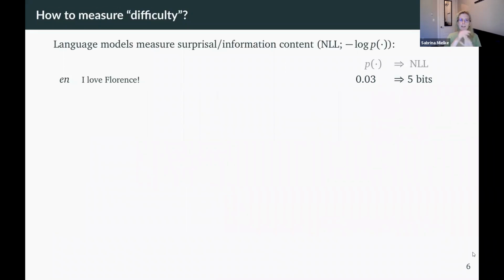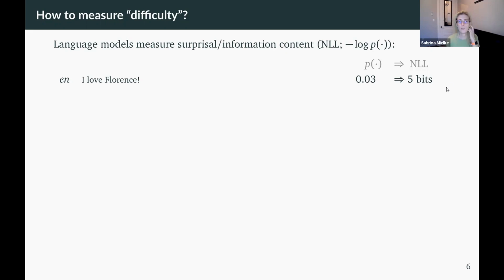Otherwise, let's see. Language models assign probabilities. And so probabilities, if we take the negative log probability or negative log likelihood, it's the loss that we commonly use, it tells us something about the surprisal. It tells us how surprised is the model to see this sentence? How unlikely is it? And the surprisal really means how much information is in there. So maybe this sentence has this probability, and if you take the negative log, that's about 5 bits.